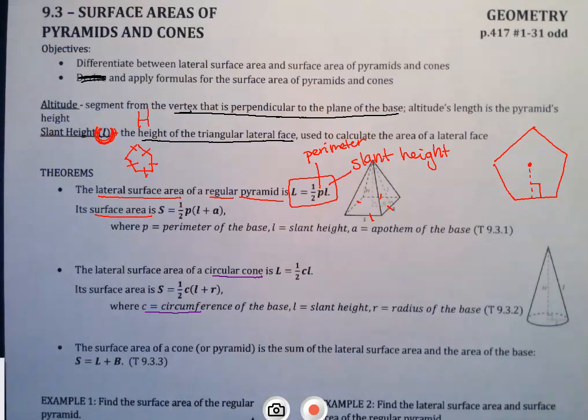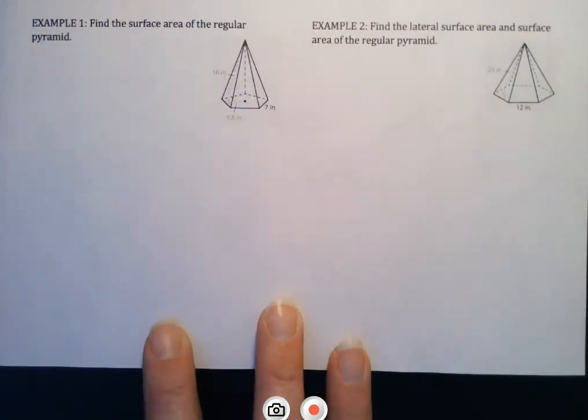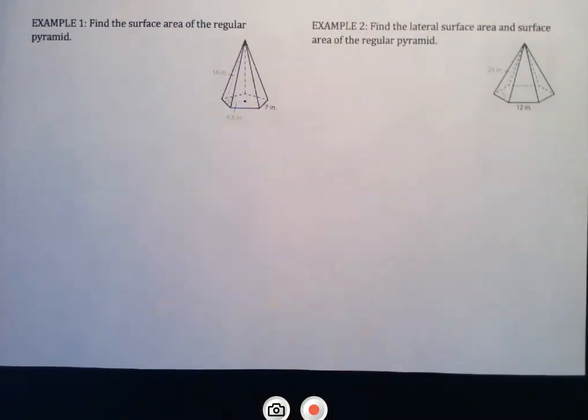All right, so then let's go on down and start applying these, because that's the hard part today, putting these into practice. Find the surface area of a regular pyramid. We can look at this using either formula. Which one do you want to start with?